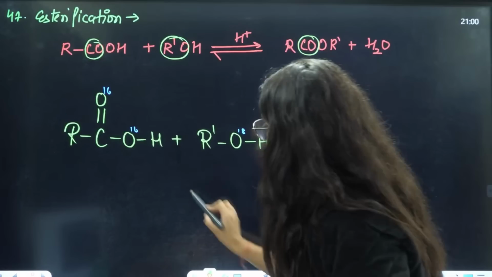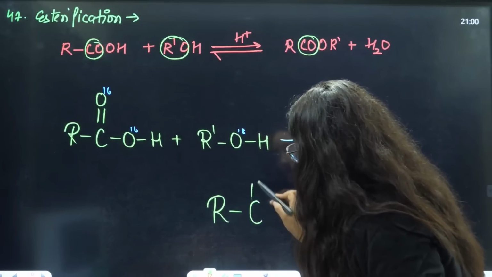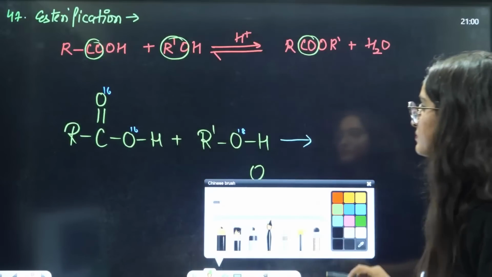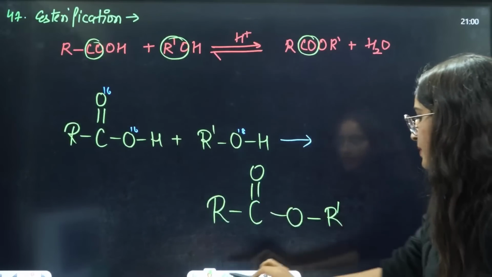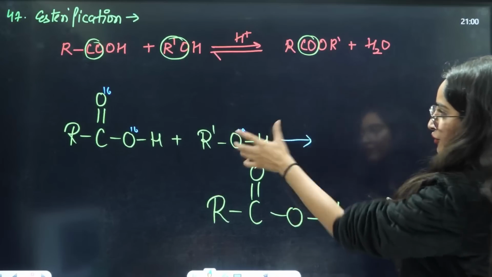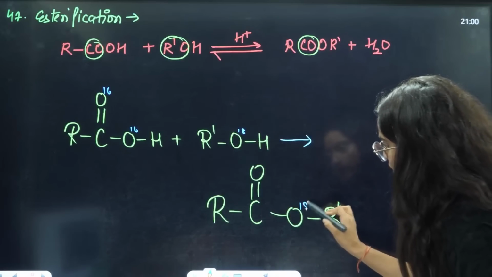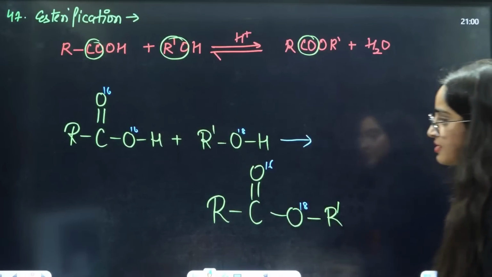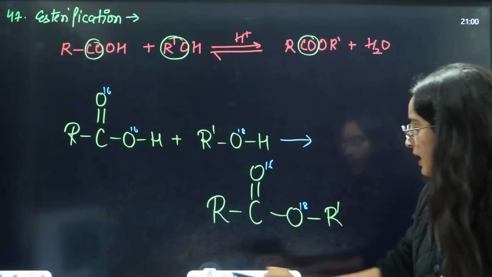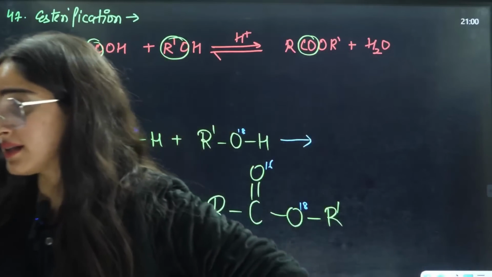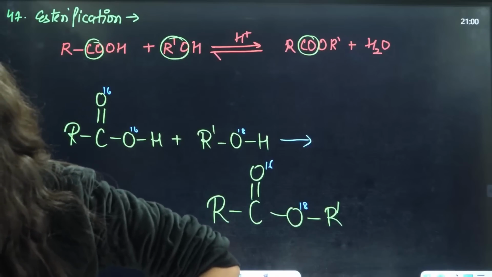We know that in the ester, this is my R dash. These O and R are from the alcohol, so this will be 18. This RCO is from the carboxylic acid, so this is 16. This is going to be the answer. That is why this is important.